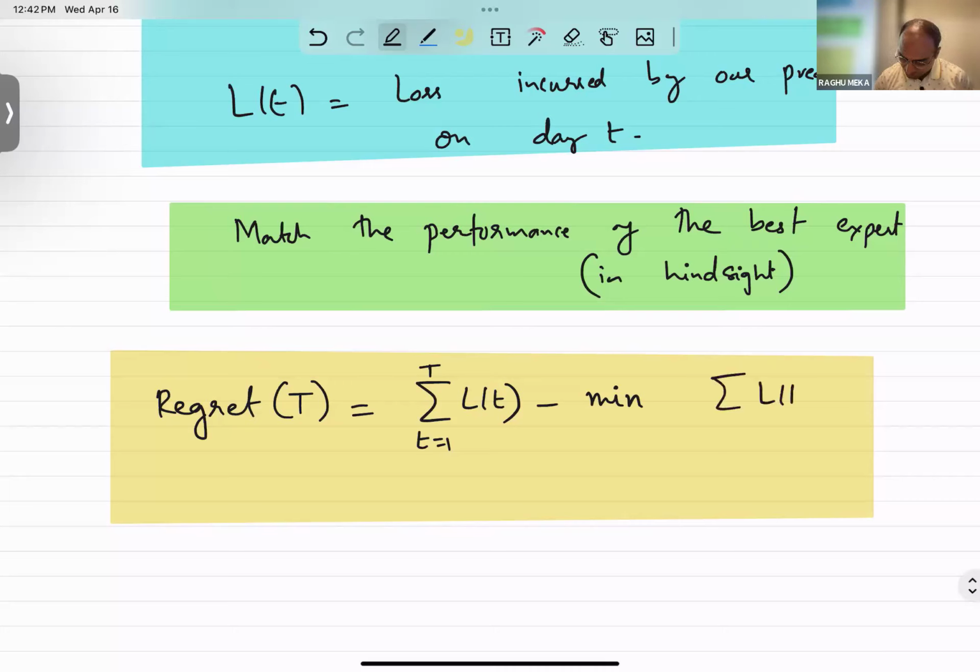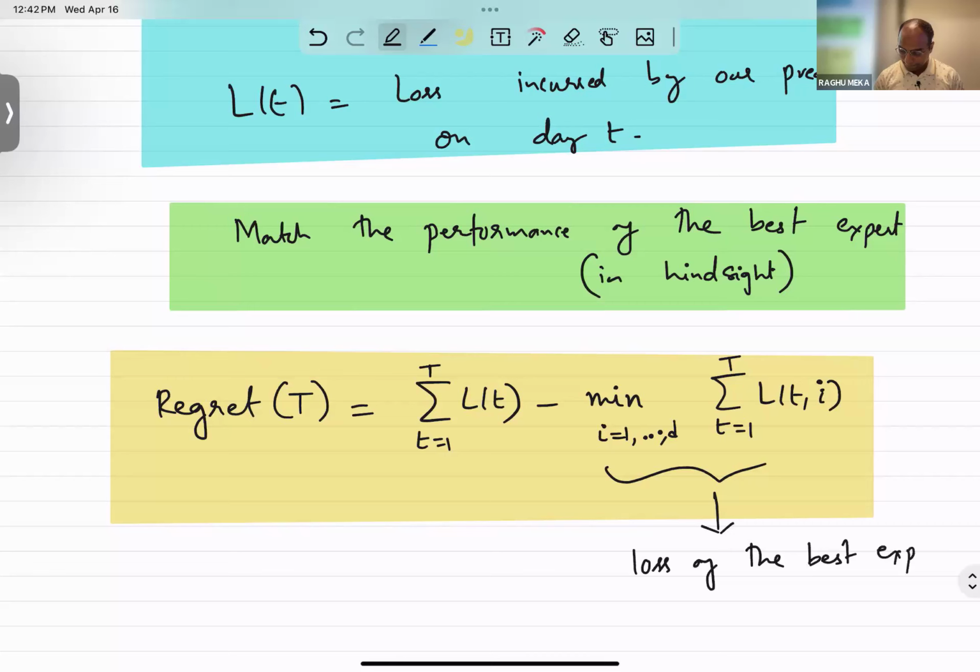So you look at the total loss of each expert, and this is the loss of the best expert. If this is 0, I should be very happy. So somehow I figured out or matched the performance of the best expert without even knowing who that person is going to be. Okay? You cannot typically expect 0 loss, but you can get close to it. Okay, and that's what we're going to see.